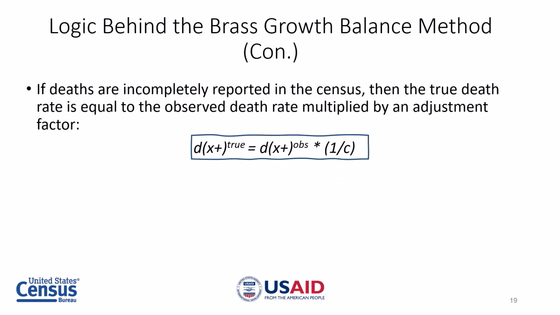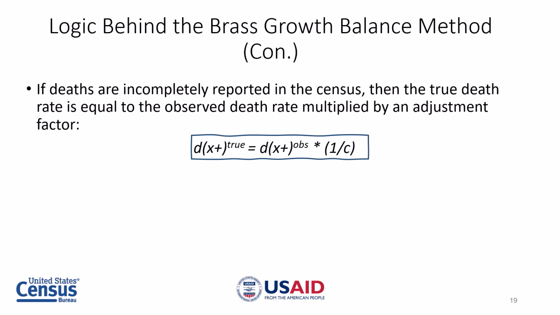Remember that the method compares age patterns of two similar measures. One true pattern estimated from the population balancing equation, as shown in the previous slide, and one observed pattern estimated from census data. D(x+) observed is the observed death rate in the population segment age x and above.